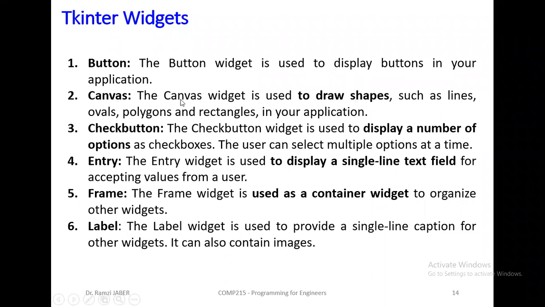Canvas, to draw in your window lines, polygon, rectangle, circle, whatever. Check button, to display a number of options as checkboxes. The user can select multiple options at the same time. Entry, it's input. The entry widget is used to display a single line text for accepting a value from the user.